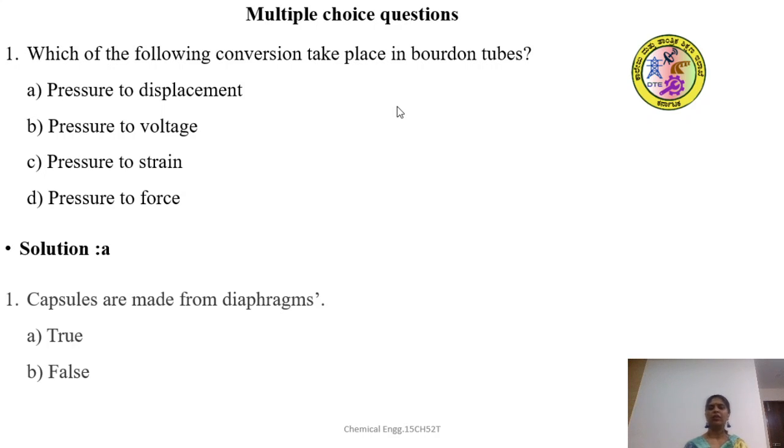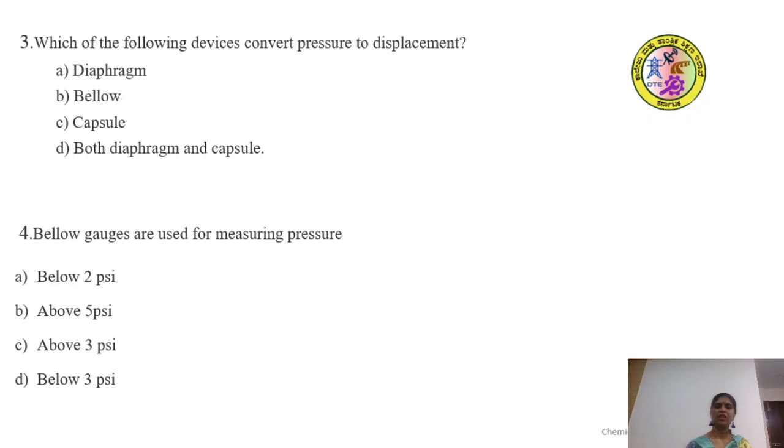Guess the answer. As we have learnt, the principle of operation is the same in all, whether it is in the Bourdon pressure gauge, the bellows pressure gauge or the diaphragm pressure gauge: pressure to deflection or displacement. So the answer is pressure to displacement. Next: capsules are made from diaphragms. True. You will be learning in detail about the capsule in your next class session.